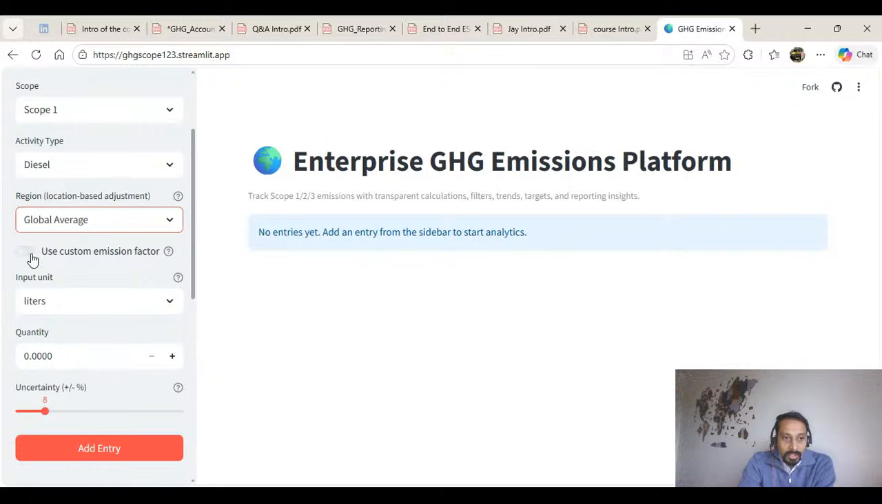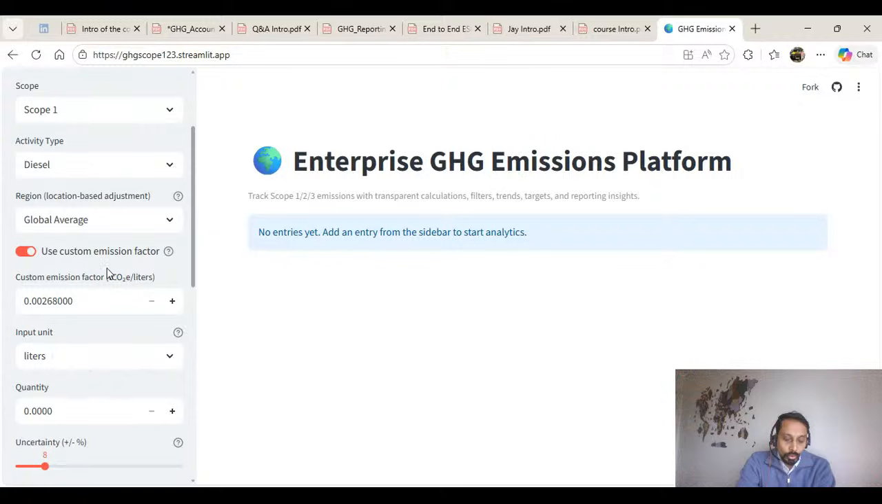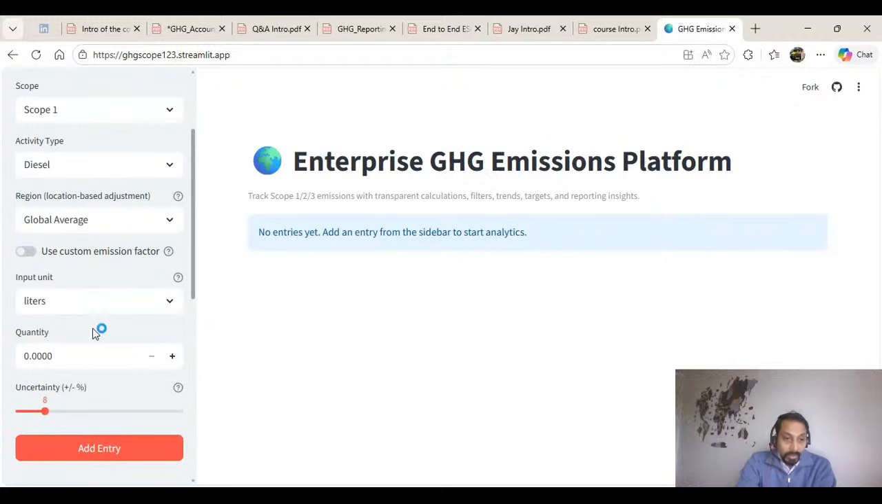Now here is a very good point. You can use a custom emission factor based on your location. Otherwise, by default it uses the UK DEFRA emissions factor. So you can use a custom emissions factor if your company has developed its own. Then for your input units, since it's diesel, it covers liters or gallons, and you can input the liters.